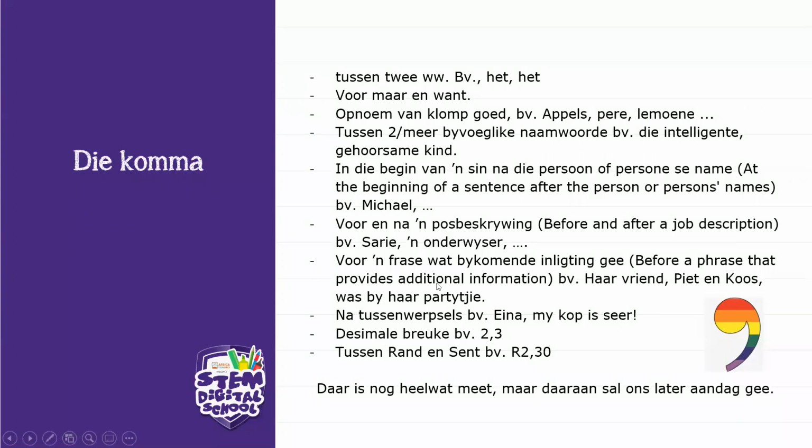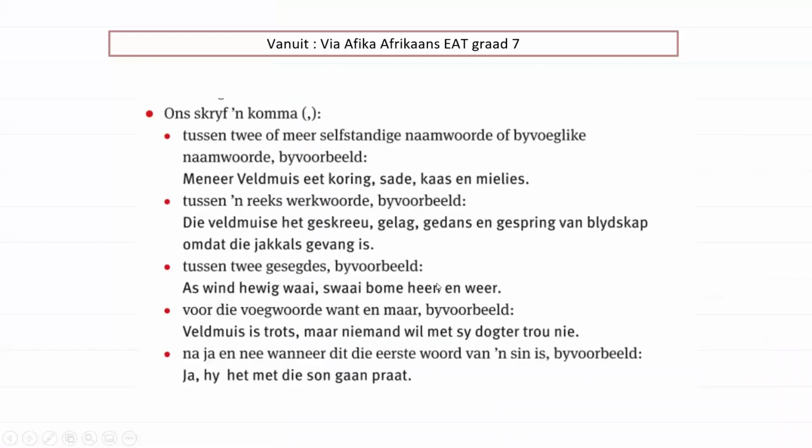Okay, so that then is the comma. Then I've got another one. I took this out of a very, very nice book. Maybe some of you already have it. It's the Via Afrikaans EAT grade 7 book. So I took this out of there, and this is also what grade 7 should know.